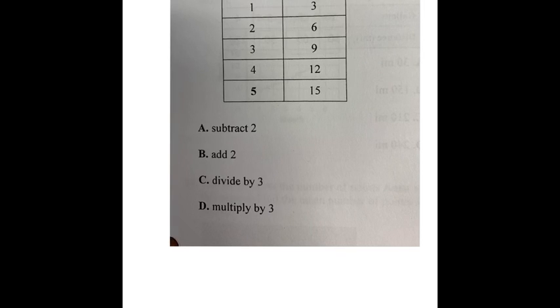All right, so number one says, which rule best describes a relationship shown in the function table below? So our input says 1, our output says 3. So how did I get from 1 to 3? Think of the four options.